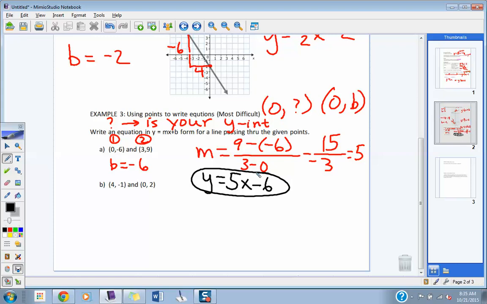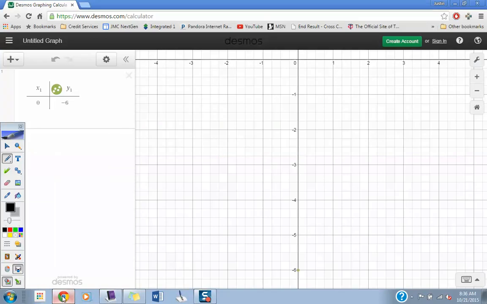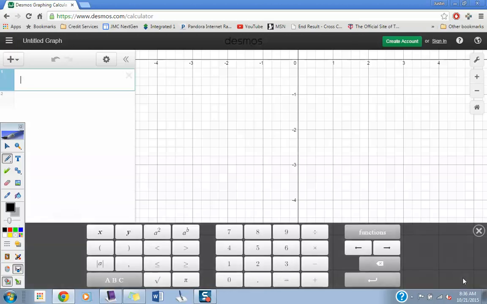Hey, I want to check something, and I think that you guys should do the same thing as well. I'm going to go back into decimals. I'm going to clean this up and type in our equation. What was our equation again? What's that you say? Y equals 5x minus 6.